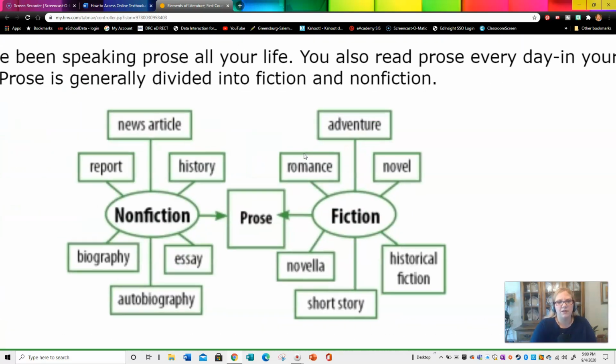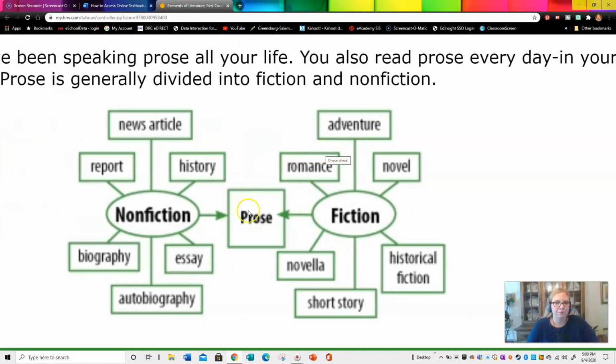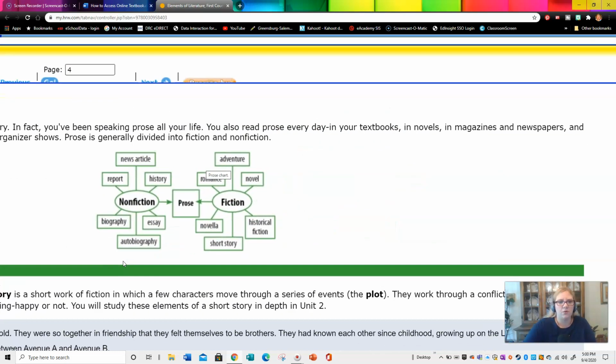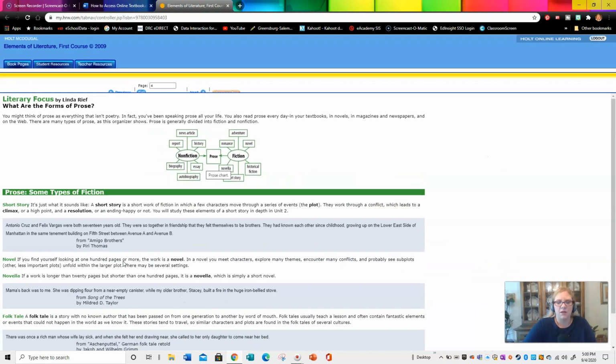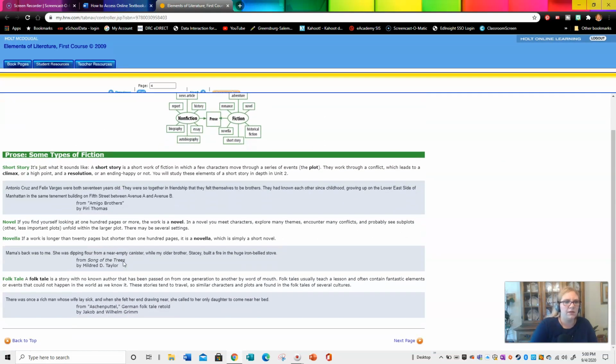Now at this point, I'm going to zoom in a little more. So we have prose, and then nonfiction, okay, is here. So I think of fiction as fake. These are made up stories, okay, that have characters, a plot. Nonfiction is not fake, okay. These are things that maybe really happened in history, the lives of real people, and those are some types of it. So to get a little more into it, let's read about some types of fiction.